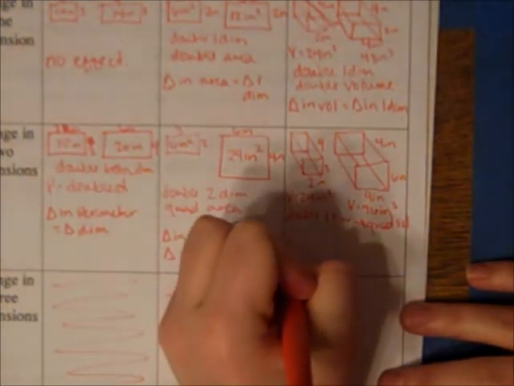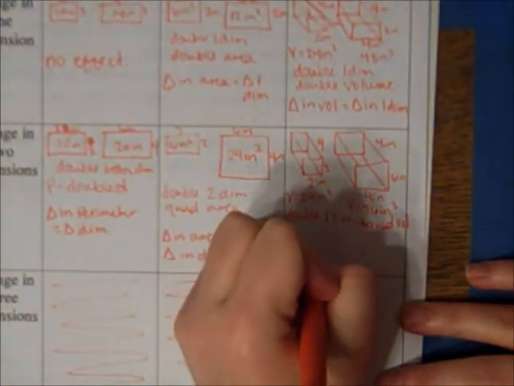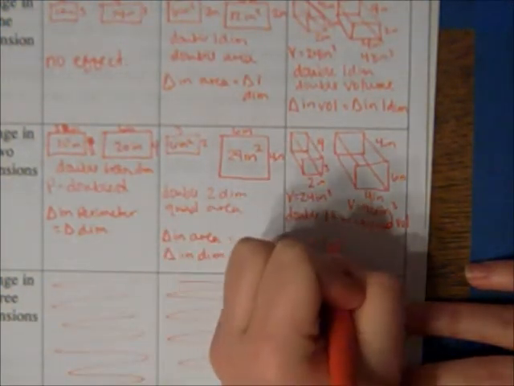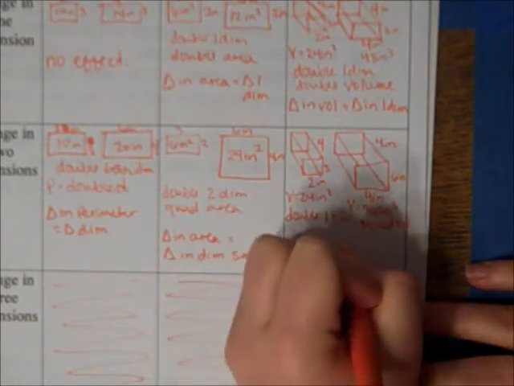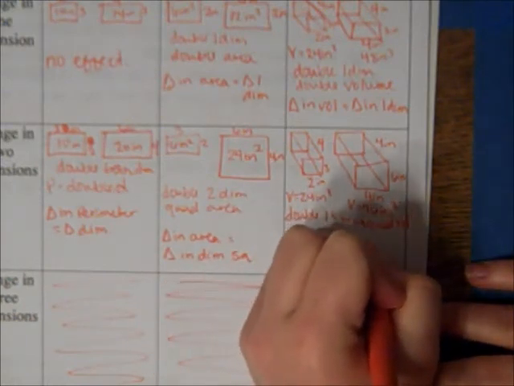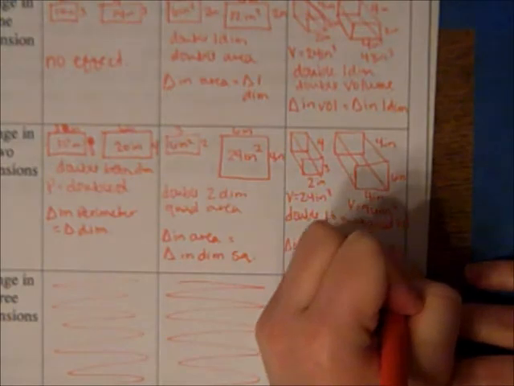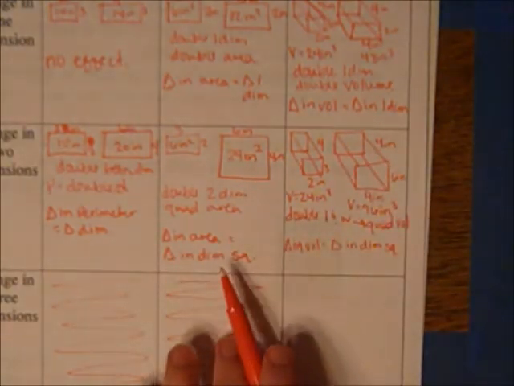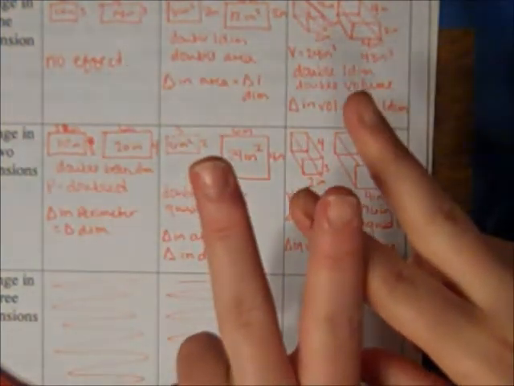So the change in the volume is equal to the change in the dimensions squared. Same as it was over here, because I made the change twice. I doubled the length, I doubled the width, so that ends up being quadrupling.